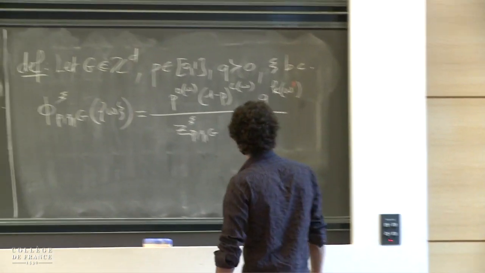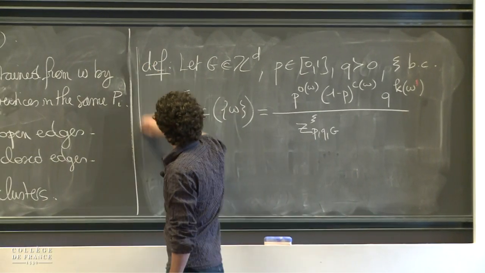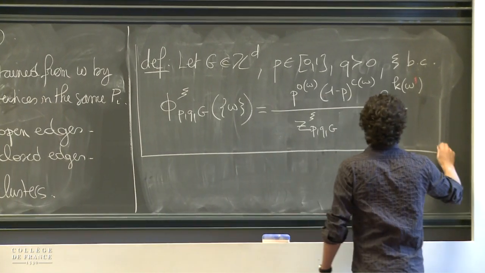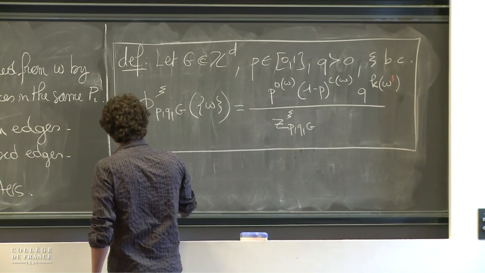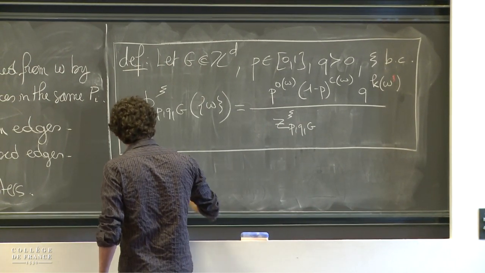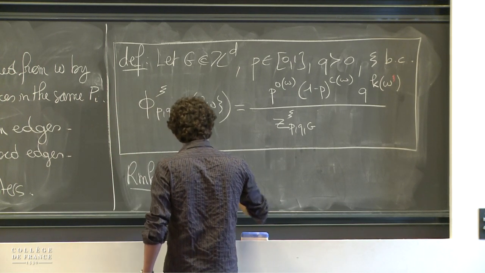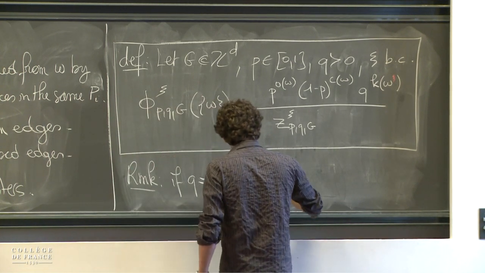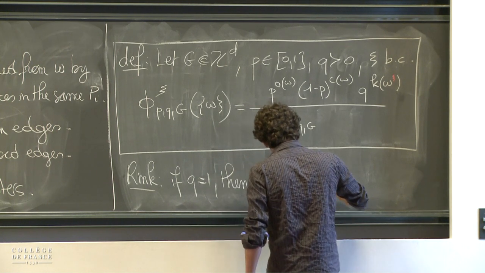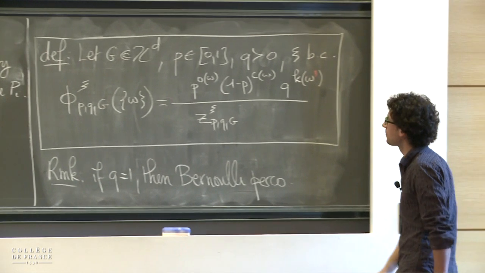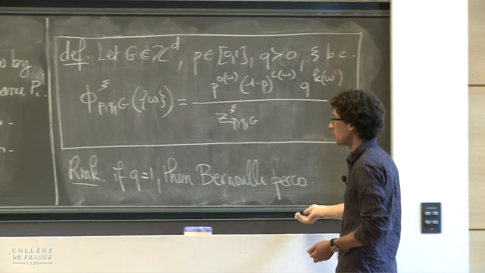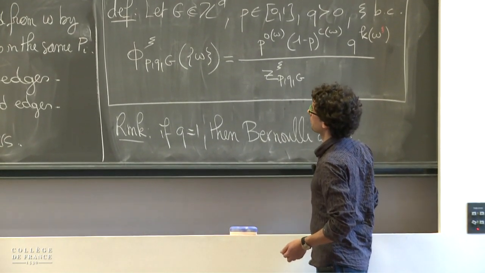So this is the definition of the random cluster measure. And as I said before, as a remark, if q equals 1, then it's just Bernoulli percolation. I really apologize to people who already saw these things, but I think it's important to go slowly there.